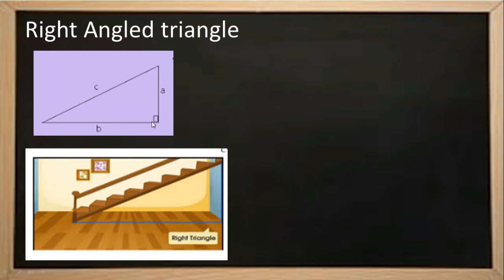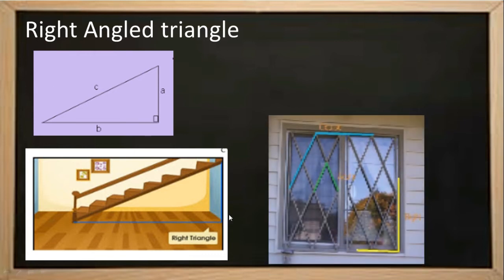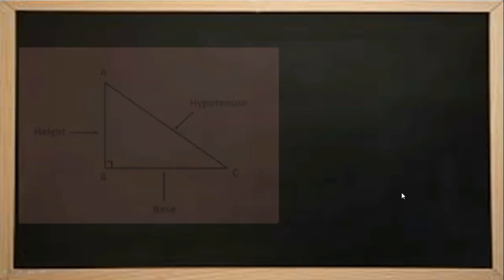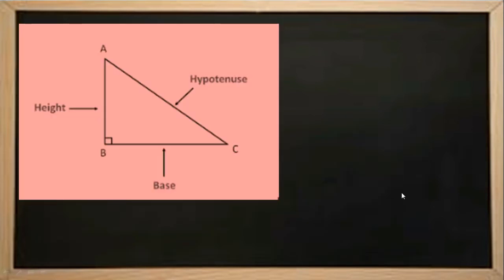These are a few images which you can notice where we can find right angle triangles in our daily life. The edges and here the corners of the window. Let us move on in detail related to a right angle triangle.